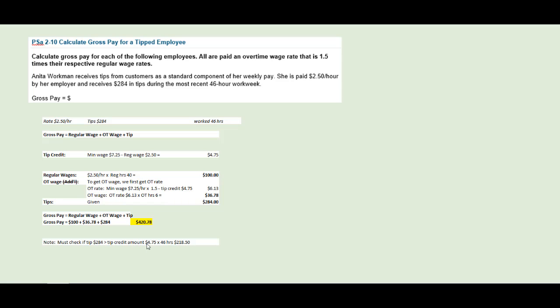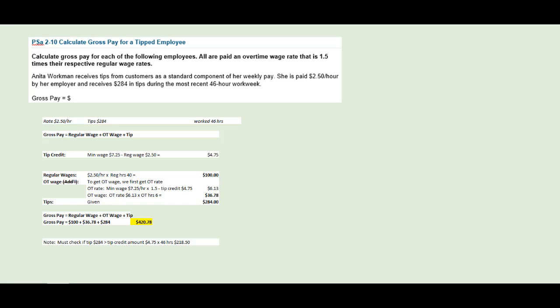And the tip credit, you calculate by taking $4.75 per hour. That's the tip credit per hour. And recall how that was calculated? The minimum wage, $7.25, minus the regular wage of $2.50. So that's $4.75. And then $4.75 times the total number of hours worked, 46 hours, comes out to $218.50, which is the tip credit, and it's less than the amount of tips. In other words, the tips of $284 is more than enough to cover the tip credit that the employer is getting.